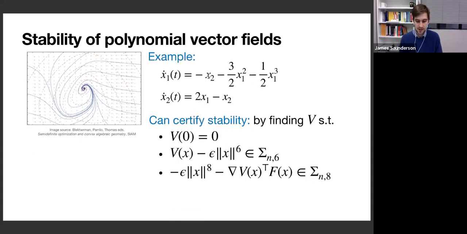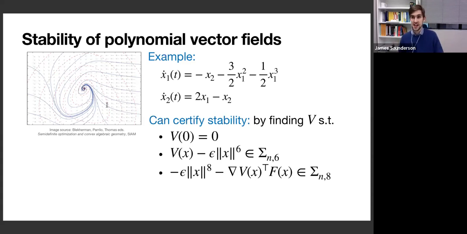For example, if we were to try to do this on our vector field in the example, it turns out you can find a degree 6 Lyapunov function that satisfies these constraints. Notice that in the second one, we have things of degree 8 because the vector field has degree 3, and the gradient of a polynomial of degree 6 has degree 5. So this overall expression will have degree 8. A degree 6 function, the level sets of which are shown here in red, will certify stability of this equilibrium point using sum of squares based techniques.